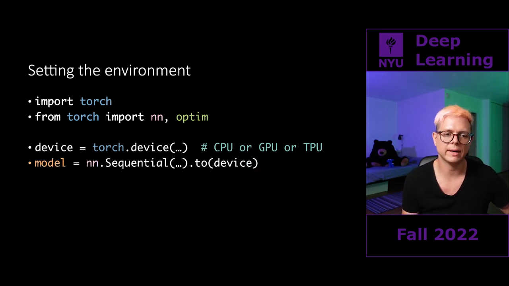Then we have the model, right? Which is going to be, at the beginning, just a sequential, which is just cascading several modules one after the other. And then we send it to the correct device.